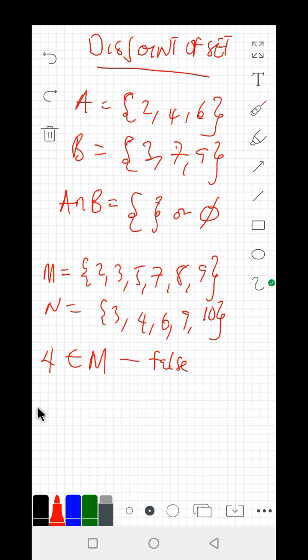What of M intersection N? We say M intersection N is the members that are common to both sets. We can see that 3 is common. What else is common? You can also see that 9 is common.